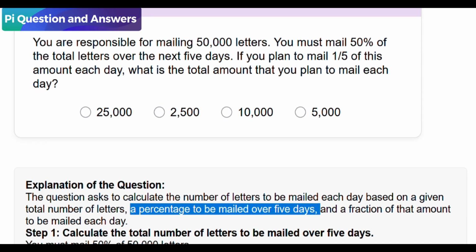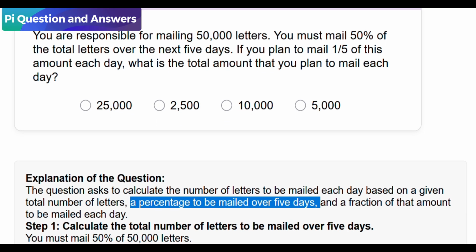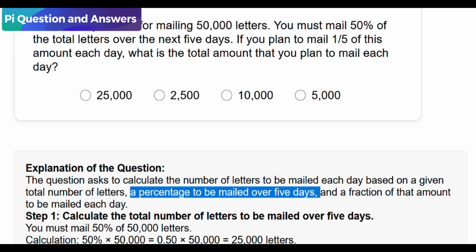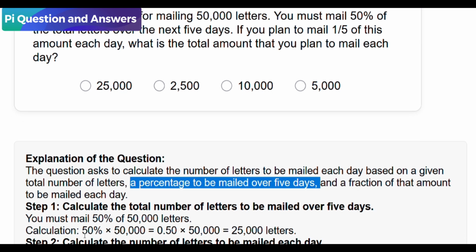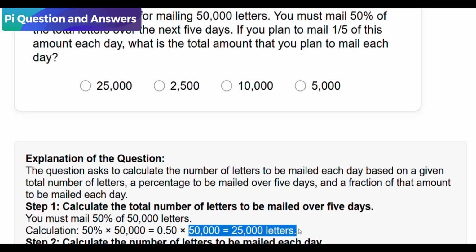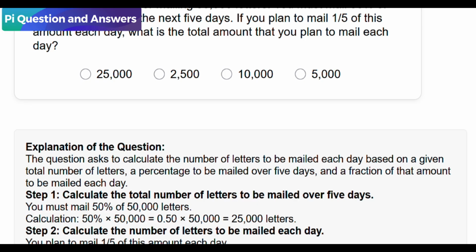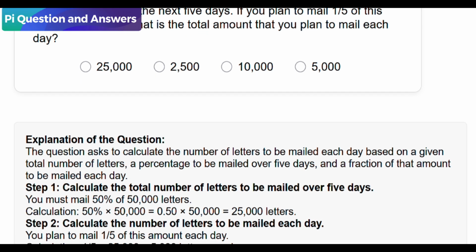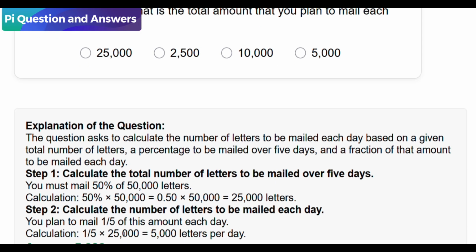Step 1. Calculate the total number of letters to be mailed over 5 days. You must mail 50% of 50,000 letters. Calculation. 50% times 50,000 equals 0.50 times 50,000 equals 25,000 letters. Step 2. Calculate the number of letters to be mailed each day. You plan to mail 1/5 of this amount each day. Calculation. 1/5 times 25,000 equals 5,000 letters per day.